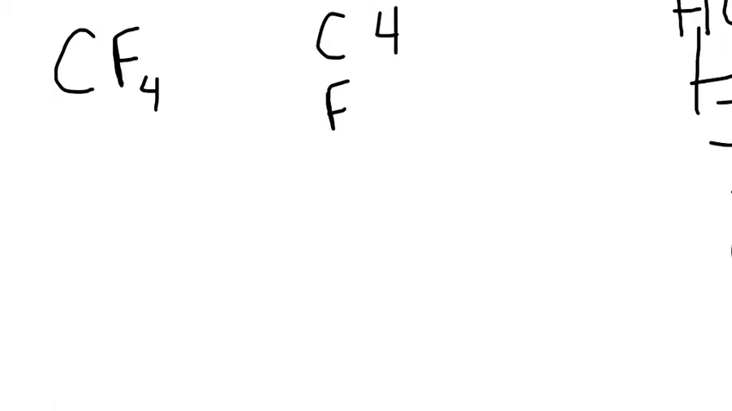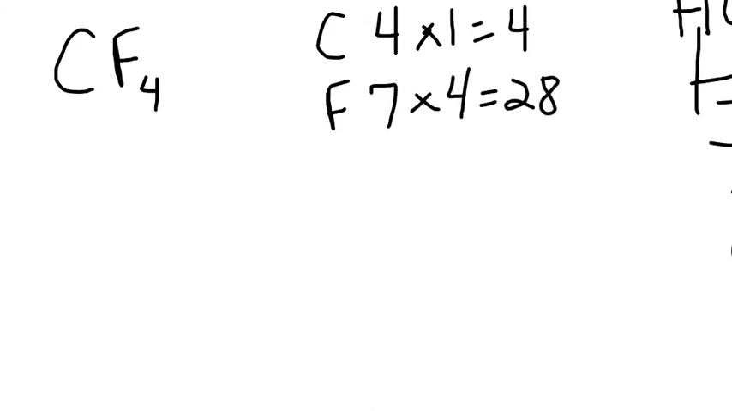Let's try a molecule where there's no hydrogen at all. CF4. I have carbon and fluorine. I have carbon with 4 valence electrons, and there's only 1 carbon. And I have fluorine, 7 valence electrons because it's in group 17. There are 4 of them. That gives me a total of 28. Altogether, I'm going to use 32 dots, or 32 electrons.